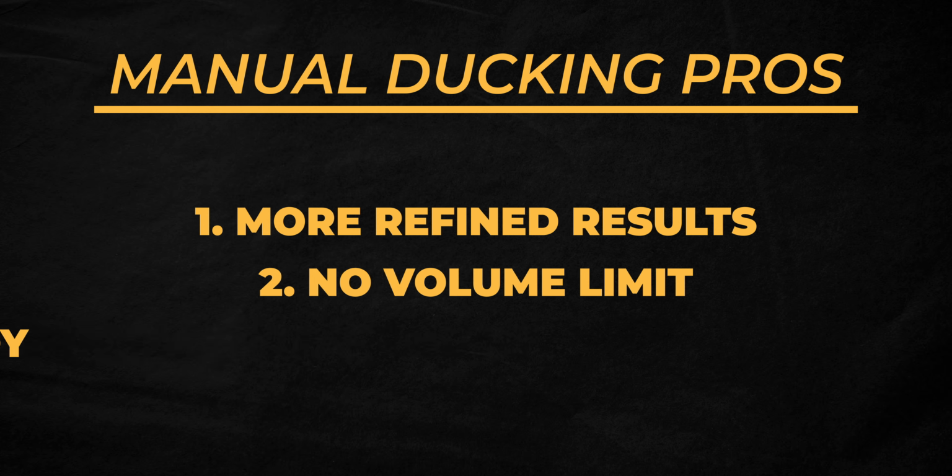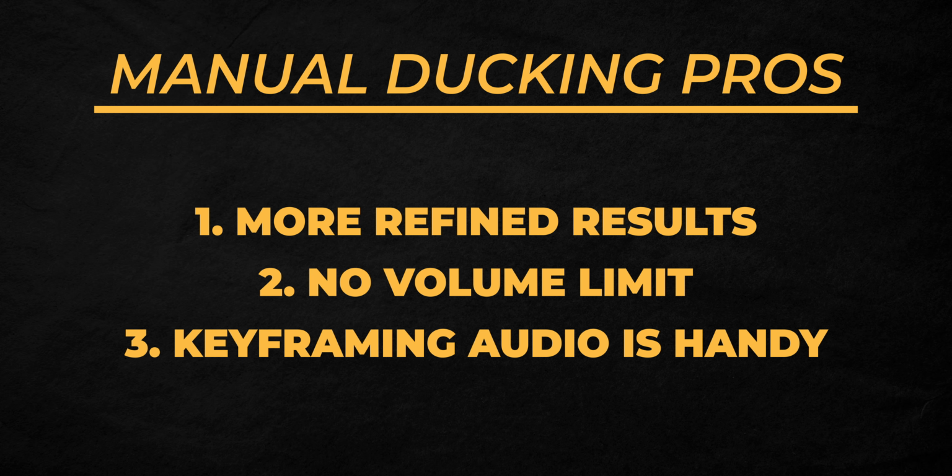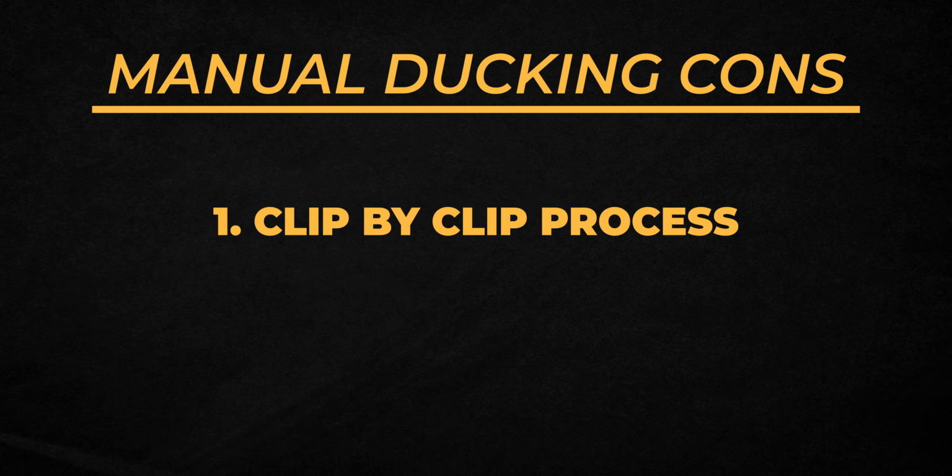And learning to keyframe volume is useful for way more than just ducking. Once you know how to do this, you can fix clipping, smooth out inconsistent audio, create fades, all kinds of stuff. But there are definitely some cons. It is a manual clip-by-clip job. Every section of dialogue needs its own set of keyframes, and that can add up quickly.